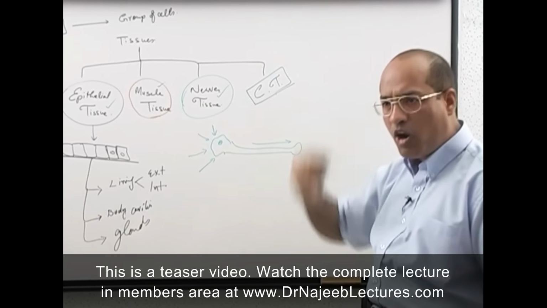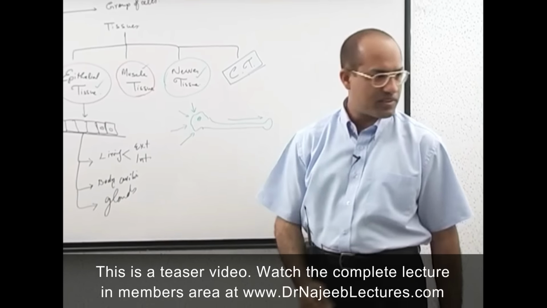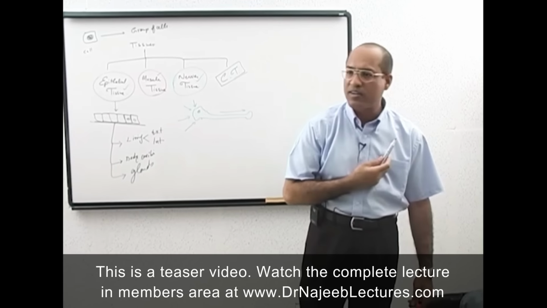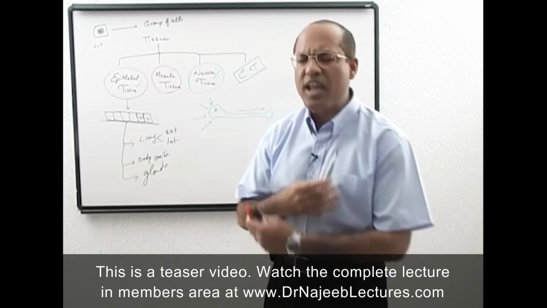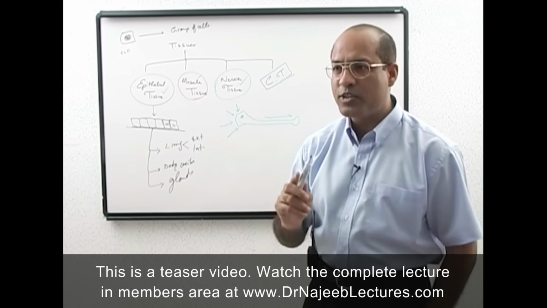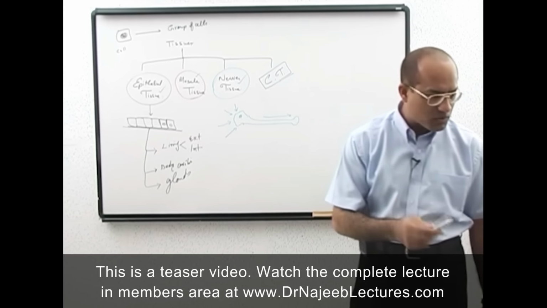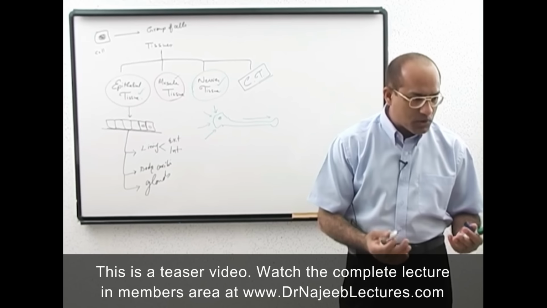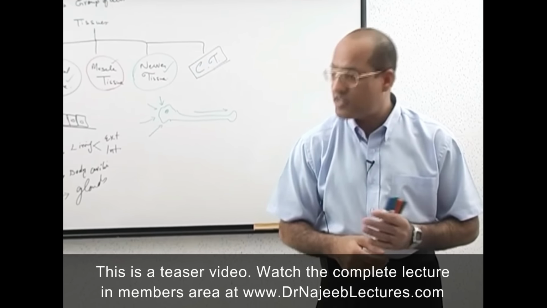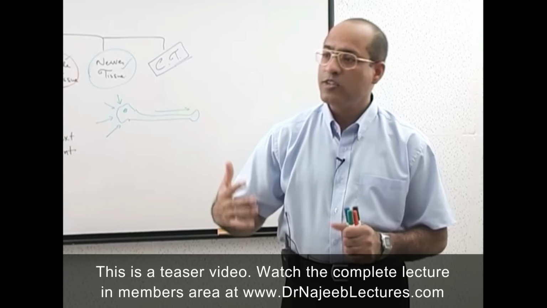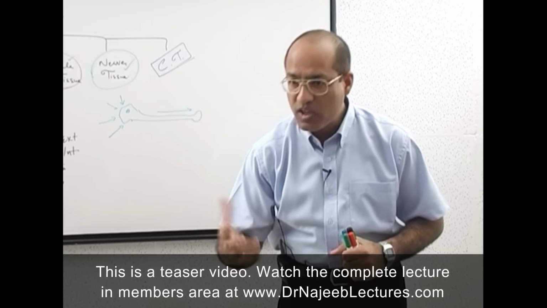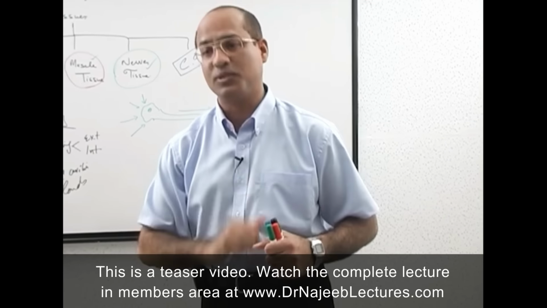Connective tissue is present all over the body. It is present in the central nervous system, it is present in your heart, it is present in your skin. You name any tissue, it has connective tissue. What is connective tissue? Connective tissue is a special type of tissue which connects all other tissues and supports the other tissues, structurally supporting and functionally supporting them.